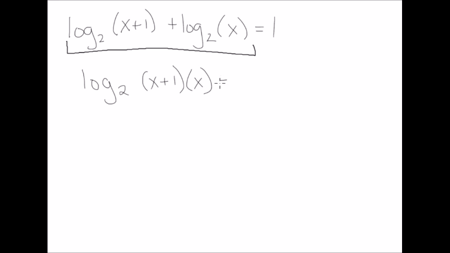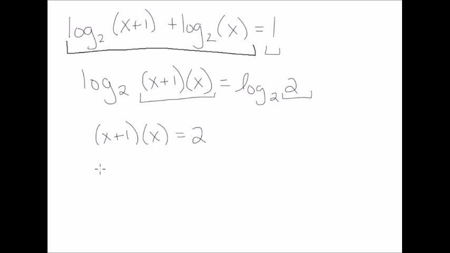Now it's a little less clear what to do with the right-hand side of this equation, but one thing that you can do is recognize that the logarithm base 2 of 2 is equal to 1. And so that's another option, so that you can then get rid of both logarithms on both sides and say simply that x plus 1 times x is equal to 2. You can expand that out and move the 2 to the other side so that you get x squared plus x minus 2 is equal to 0.